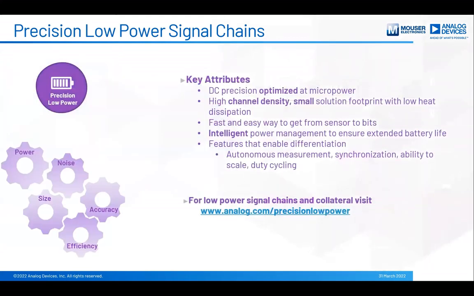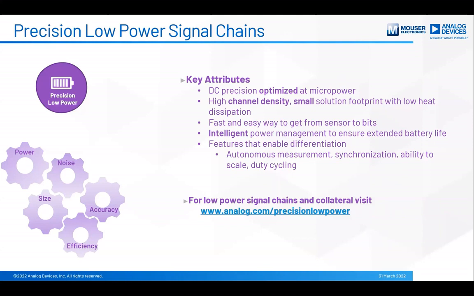So what do we mean by our precision low power signal chain? These signal chain solutions are a combination of our best-in-class low power technology. They are an accelerated starting point offering capabilities across multiple end applications and have been optimized for DC precision at extremely low levels of power consumption. The signal chains operate from supply voltages of 1.8 to 3.3 volts and offer performance from 16 to 24 bits. Size and channel count have been taken into consideration.